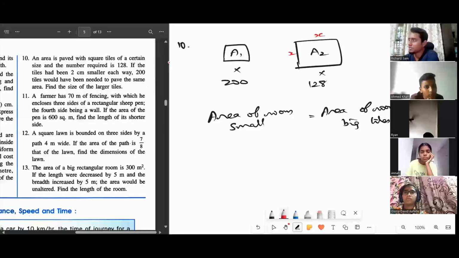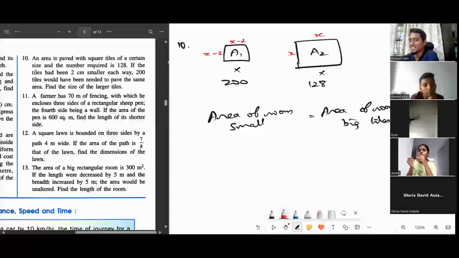So what is the side of these tiles? x minus 2. Right? They're saying that the side is 2 centimeters smaller than the big tile. So if the big tile is x, then the small tile side is x minus 2. Is that clear?